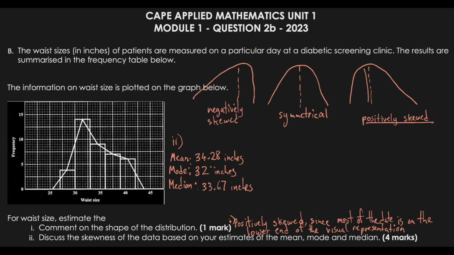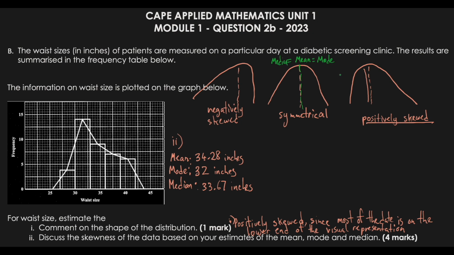Now, when we're talking about the mean, mode, and median as specific values being used to determine whether it's negatively skewed, symmetrical, or positively skewed, we have to look at the values and compare them to each other. Now, in a perfect situation, when it's symmetrical, the mean would be the same as, or just about the same as, the mode, which would also be the same as the median. So all of them would be equal.